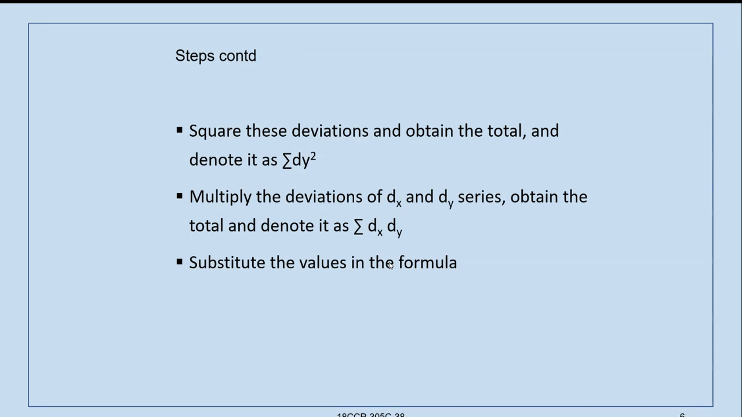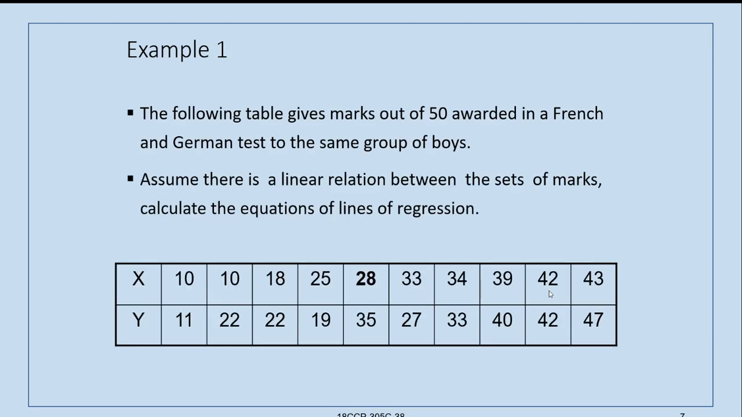And then in the last column, we will be taking the product of dx dy, that is dx into dy, and then add the total of dx dy. Then we will get sigma dx dy. So all these values are taken and the values are substituted in the formula to get the regression coefficients, and finally we will get regression equations. So we will take one example again and then we will work out these problems.